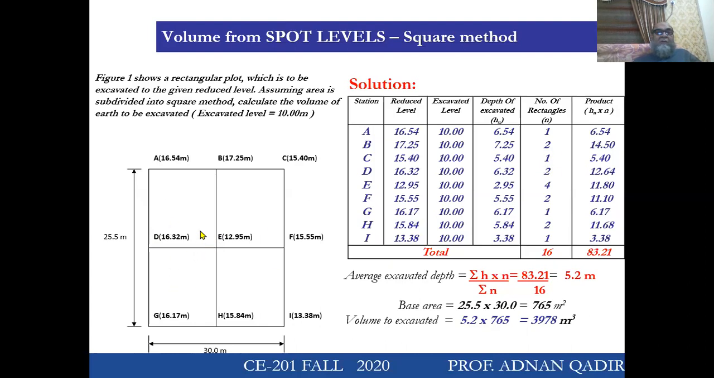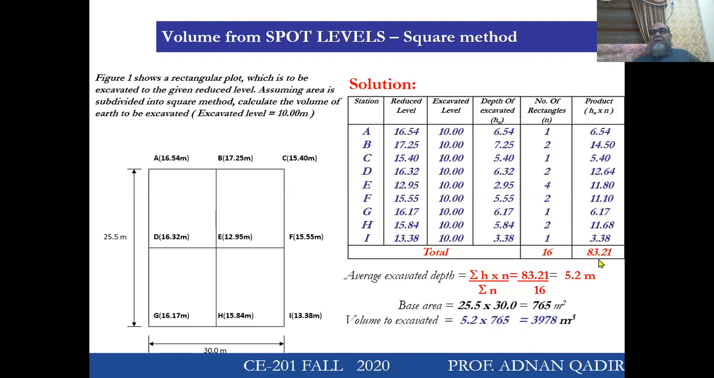Now, E is common in four of the rectangles: 1, 2, 3, 4, that's why 4. Then F, 1 and 2. G, only 1, that's why it's 1. H, 1 and 2. And I, only 1. So once you know the rectangles and once you know the depth, just multiply the depth by this number, get these values, and sum them up.